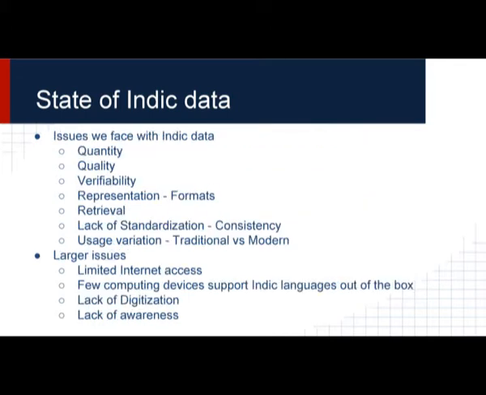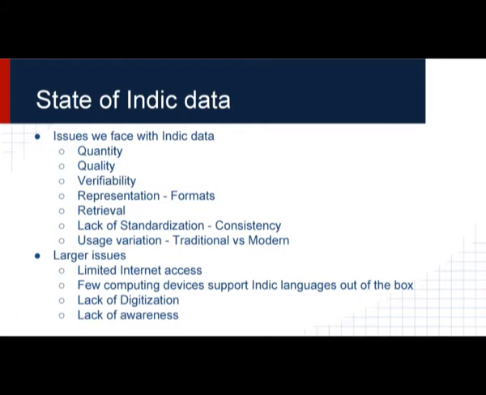So what are the issues we face with Indic data? When I'm Wikipedia and I want to go and build all these tools, what are the problems I'm running into? Quantity of data. There's not enough Indic data. There's not enough content on the web. There's nothing digitally available. Very little. Quality of data. Verifiability of the quality of it. Representation in different computational formats like RDF. Retrieval. Give me a fast search engine that can go and search in Kannada.